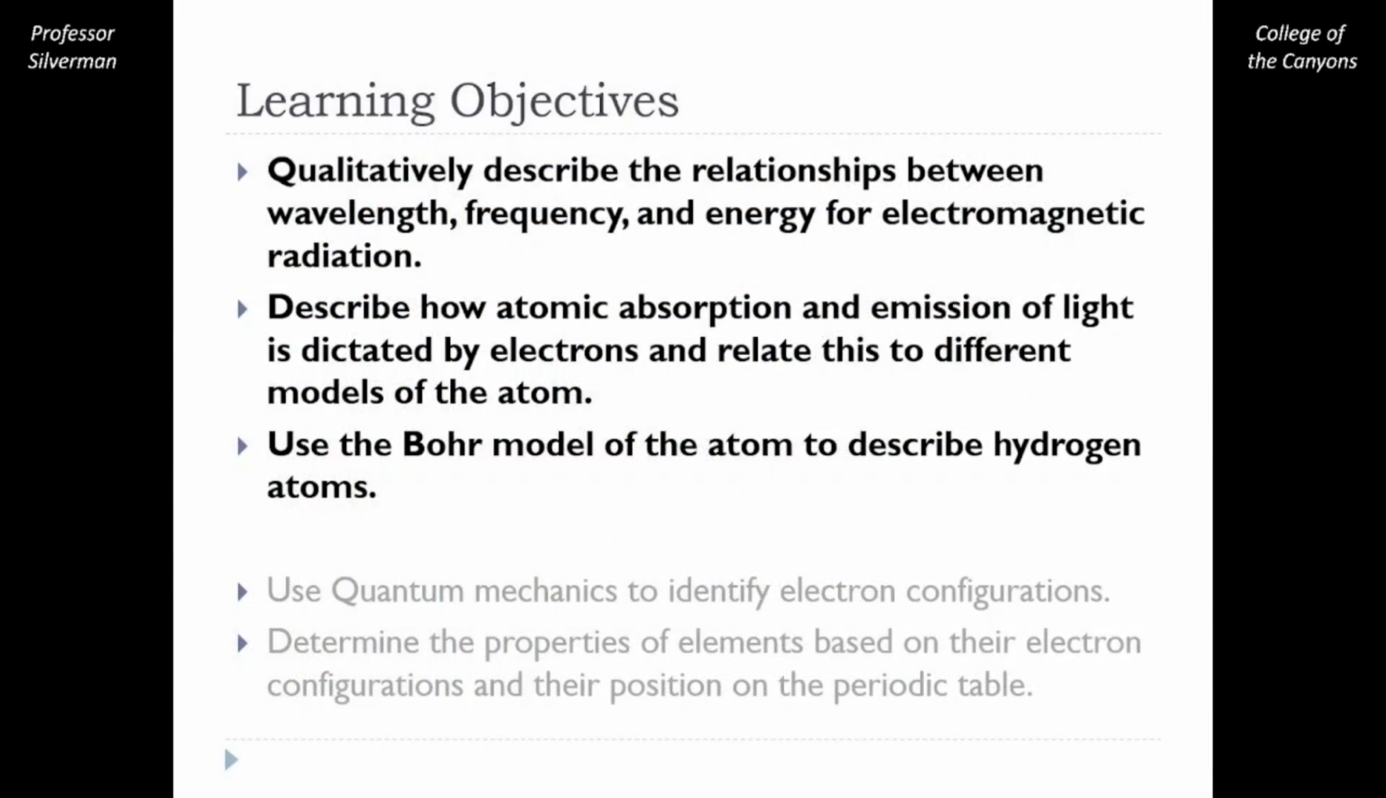Welcome in. Our goals for this video are to describe the relationships between wavelength, frequency, and energy for electromagnetic radiation. We'll use this to describe how atomic absorption and emission of light is dictated by our electrons and relate this to our Bohr model of the atom. And we'll use that Bohr model to describe our hydrogen atoms.